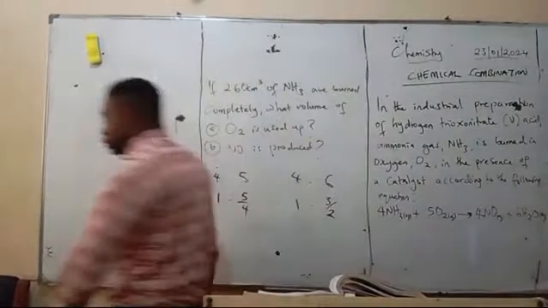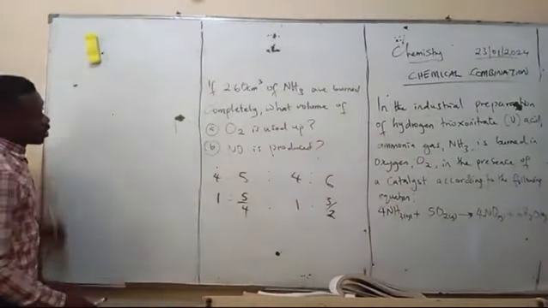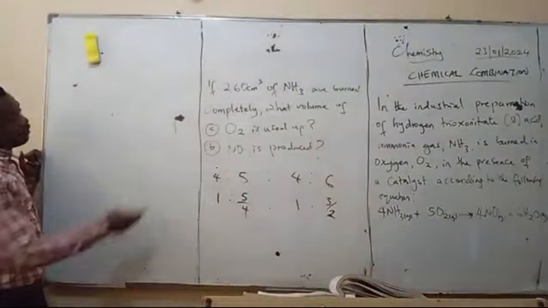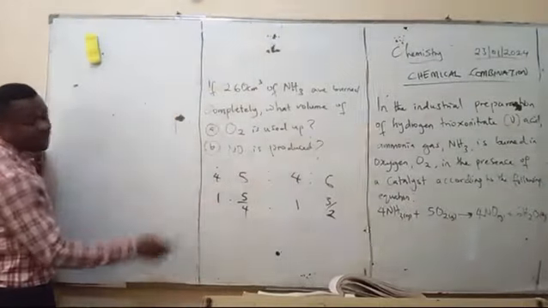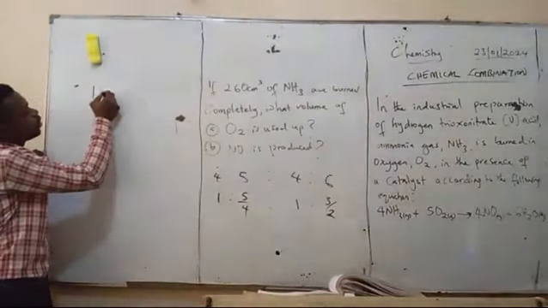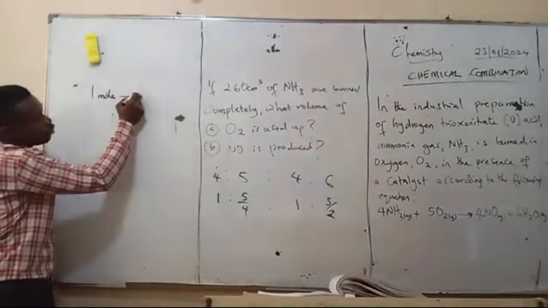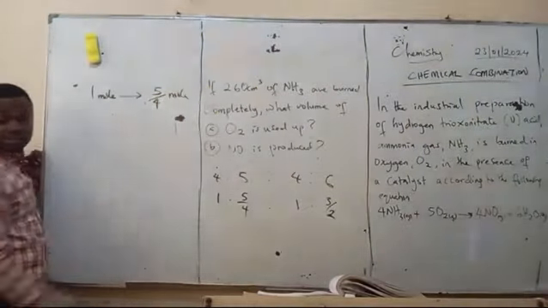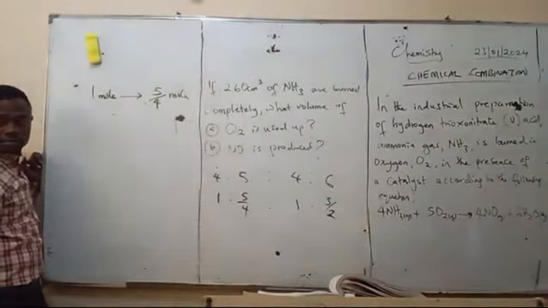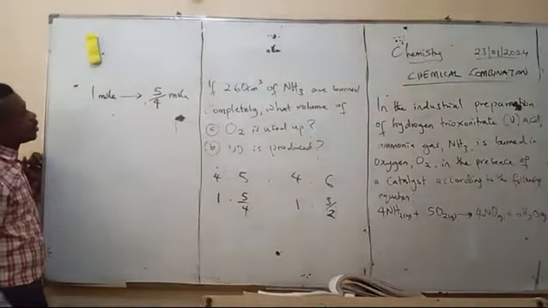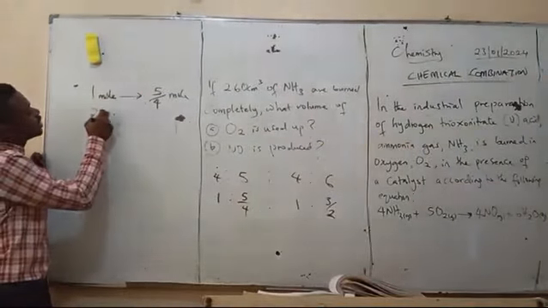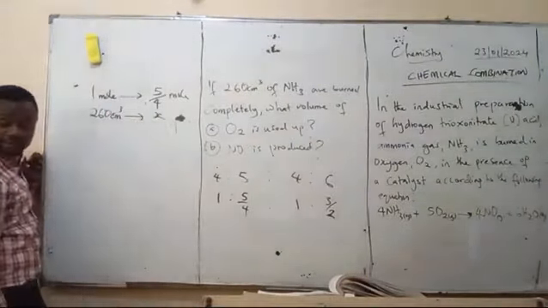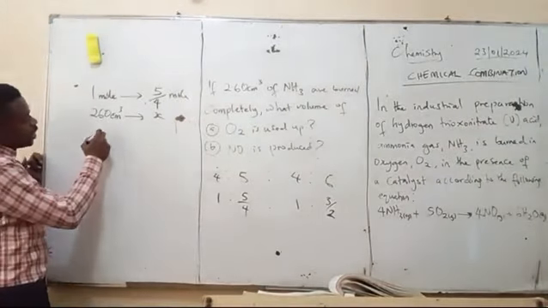You are there, but you missed something. Don't worry, let me help you. So here, this is the mole ratio or the volume ratio. Any of them is okay. For ammonia, at any point in time, 1 mole of ammonia will react with 5/4 mole of oxygen. Are we together? Then 260 cm³ of ammonia will now react with X. Is it clear?